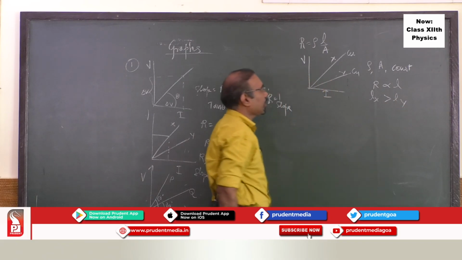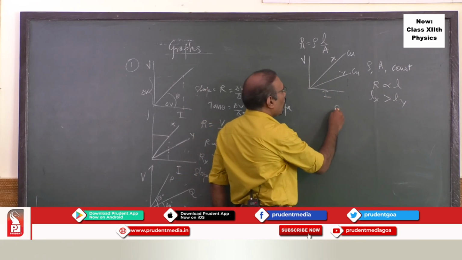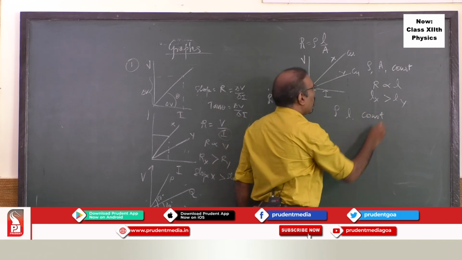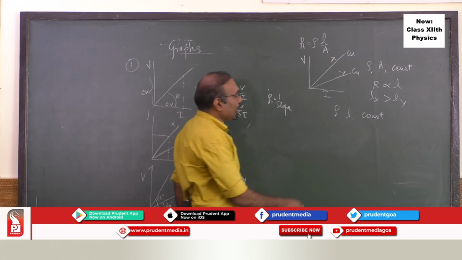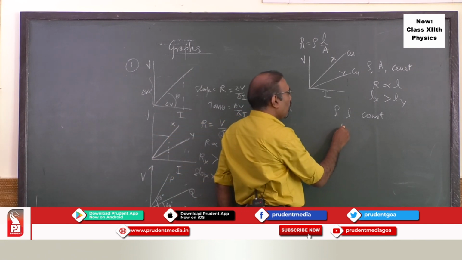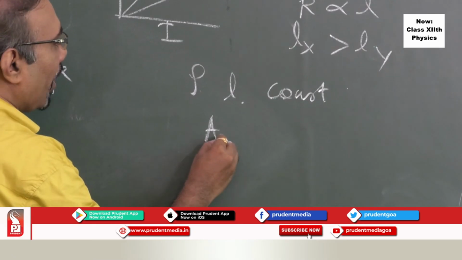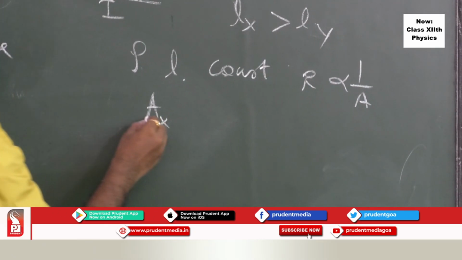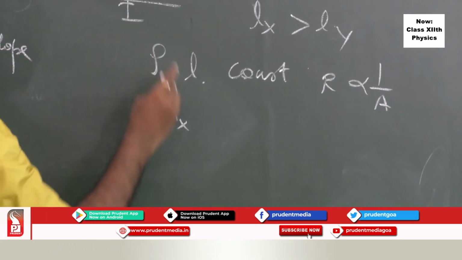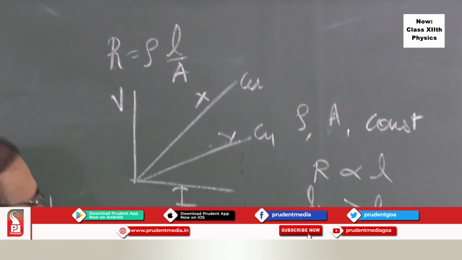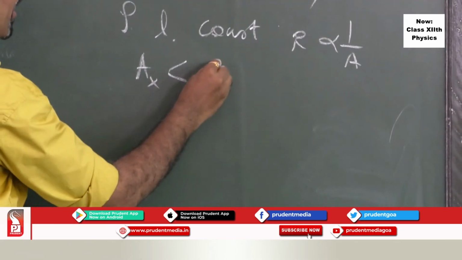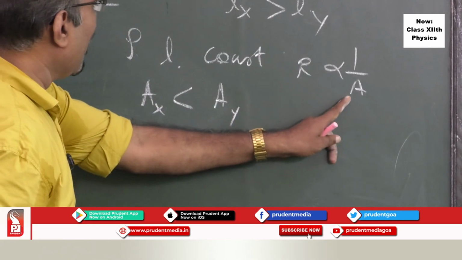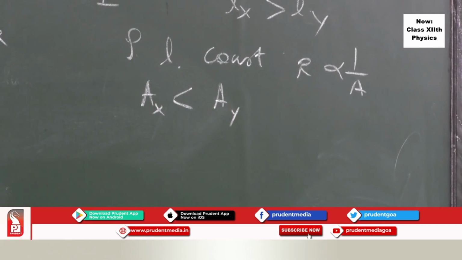You can infer this. If you keep rho and L constant, in that case you can find out the area of cross section of x. R is inversely proportional to area. So whichever has greater resistance, the area of cross section of x will be less than the area of cross section of y. Whichever has greater resistance will have lesser area of cross section.